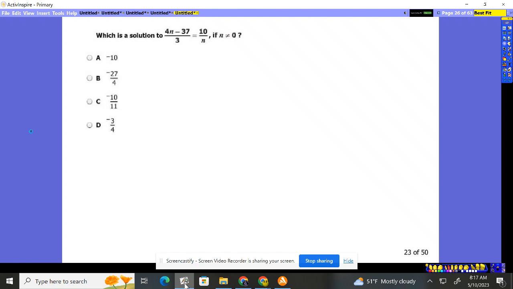Number 23, which is a solution to this? So two fractions equal, what are we going to do? Cross multiply. Little means extremes, butterfly method. So I have n times the 4n minus 37 equals 10 times 3, or better known as 30.